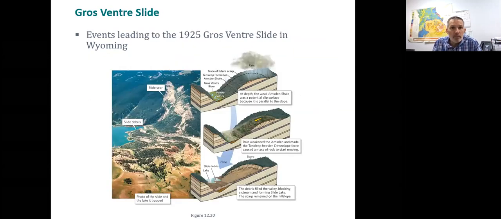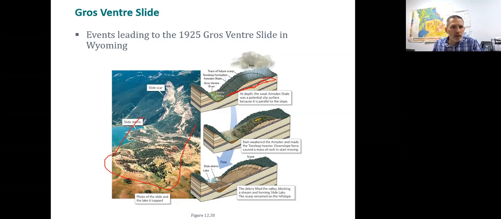So some classic examples that I've already mentioned that your book talks about are the Gros Ventre slide. In 1925, there was a rainfall event which allowed water to seep into the ground and move all along that surface. That surface had extra water, increased driving force. The water acted as a lubricant here, and as a result, it caused this material to wash down into the Gros Ventre River. And so all of this material now blocked the river.